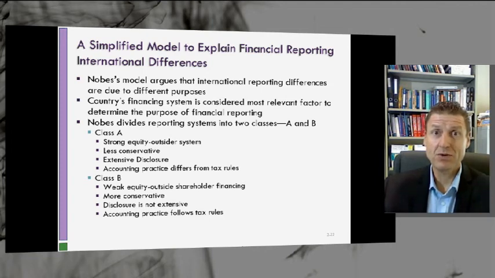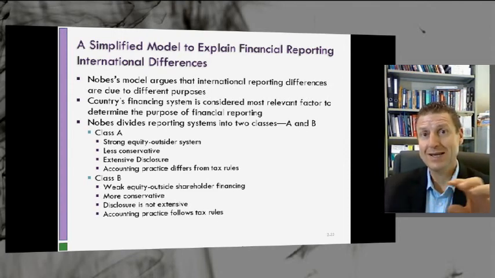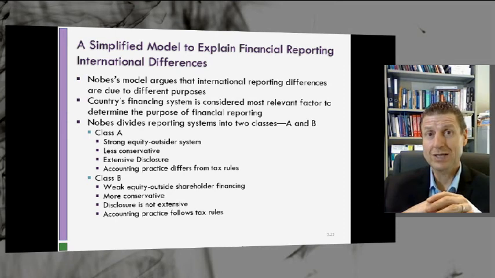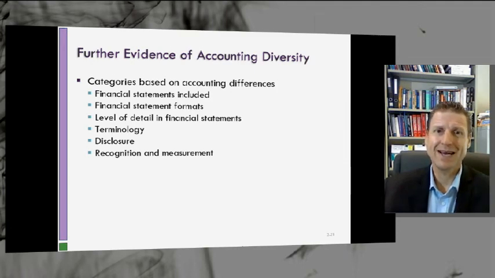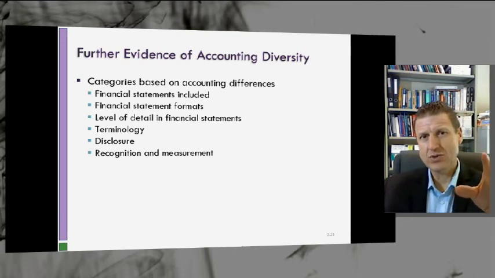So there we have a simplified model. It's basically summarizing what I said earlier. I'm glad that this is not a new model, but it basically puts into the two groups what we tried to aggregate earlier. Further evidence of accounting diversity. And so again, chapter 2 really finishes up with categories. There are categories based on accounting differences, whether financial statements are included, financial statement formats, the level of detail in financial statements, terminology, disclosure, recognition, and measurement. So, these are all the specific differences that we would see around the world.